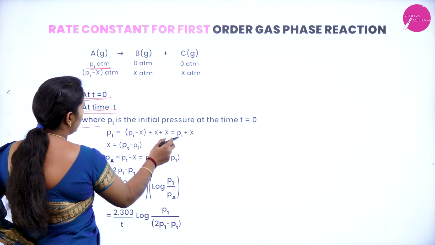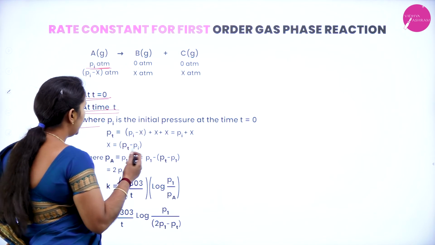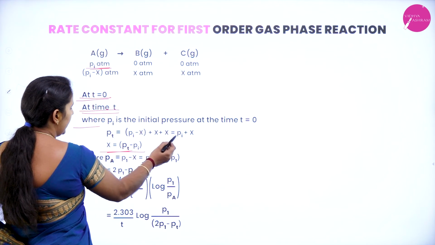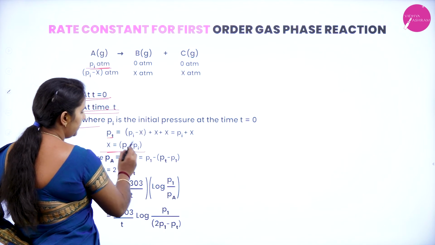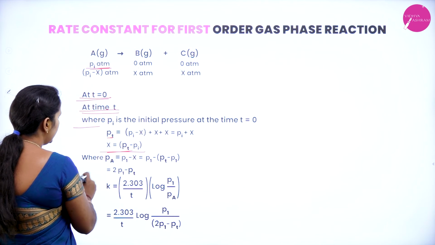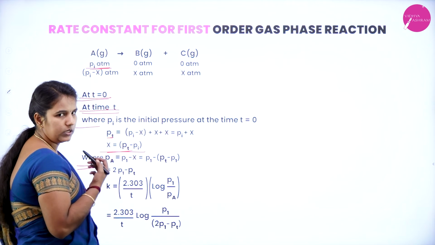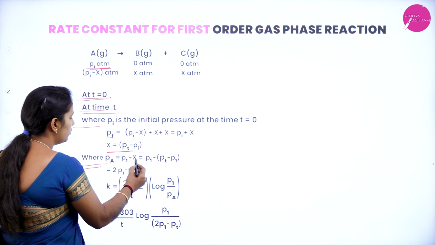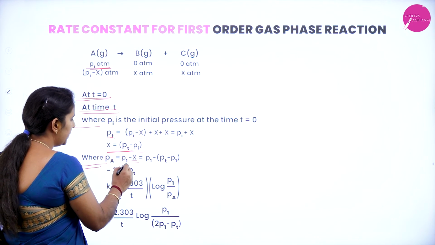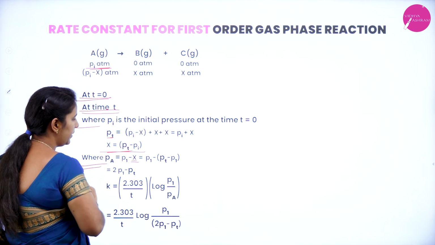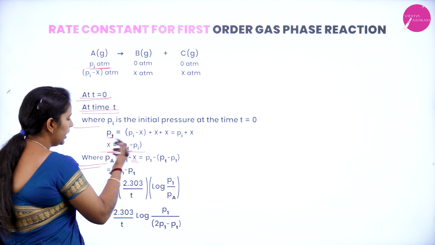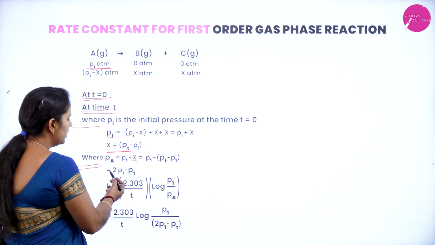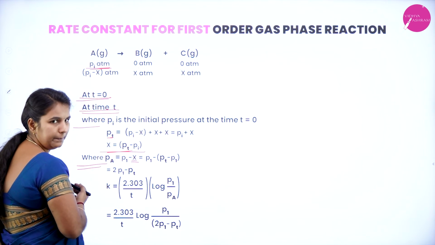So here I have taken Pi plus X, and written the X separately, which gives Pt minus Pi. Then we know that the X value is nothing but Pt minus Pi. Pa is equal to Pi minus X, and what is X here? X is Pt minus Pi. So Pa equals Pi minus (Pt minus Pi). If you substitute this value, you will get 2Pi minus Pt.